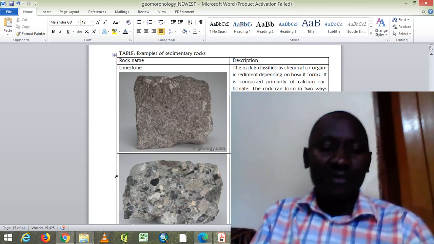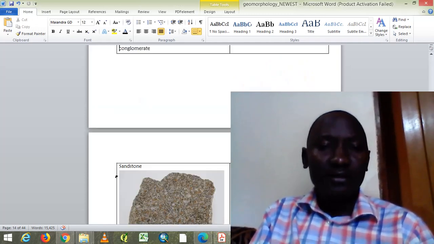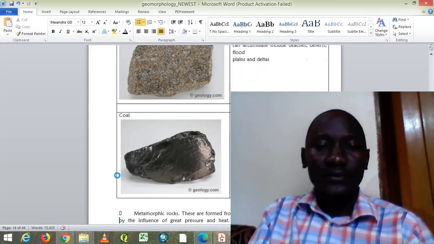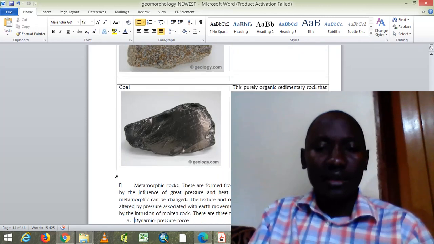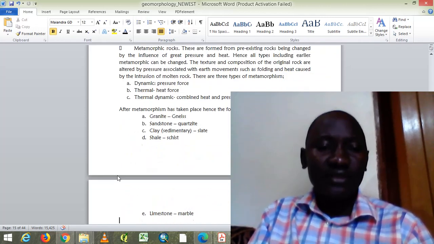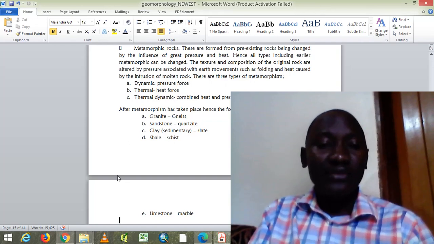These are some examples of sedimentary rocks. For example, limestone, we have conglomerate, we have sandstone, we have coal. These are some of the examples of those rocks. And then the last type of rocks is metamorphic.